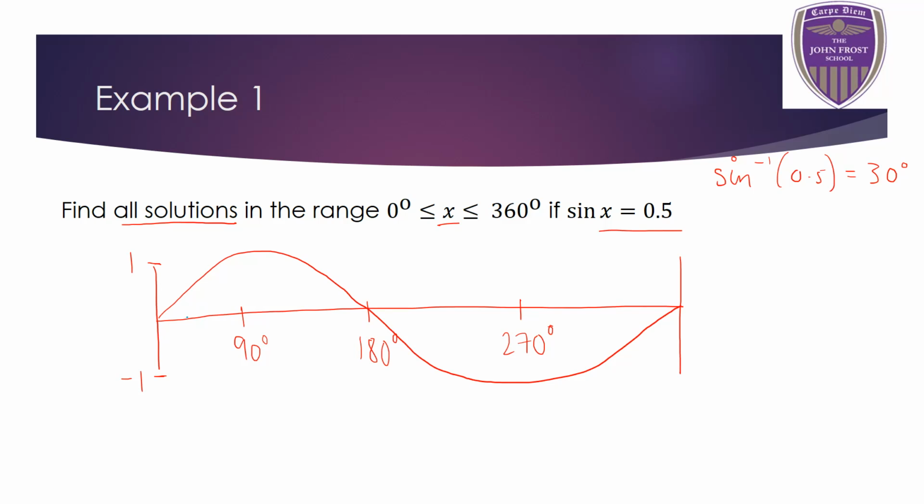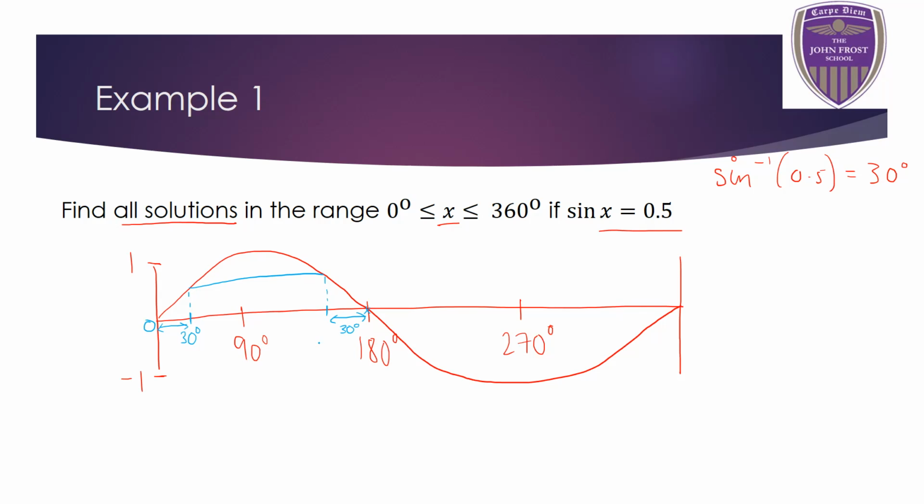On the graph, 30 degrees would roughly be there, so that's the first solution. From there, if we go up until we meet the curve, go across, and go back down, this would be the other solution. That distance there is a gap of 30, because this is 0, so from 0 to 30 is a gap of 30. The curve is at 0 again at this point, so this gap here should also be a gap of 30.